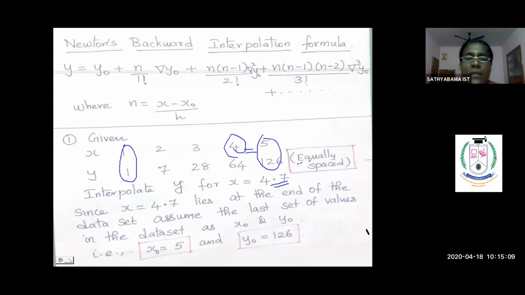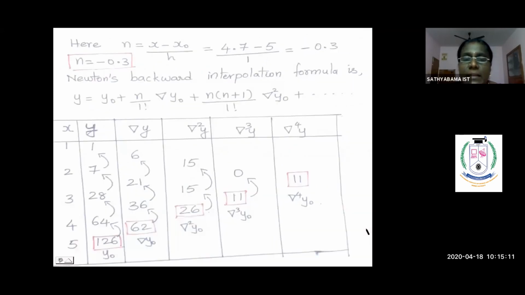Okay, then we go for calculating n. N here generally will be a negative value under backward. So n is 4.7 minus the last entry, 5, divided by the common difference 1, which is minus 0.3. And this is the formula. For applying this I need a backward difference table. You remember the difference between forward and backward difference tables? Always the difference is the same.